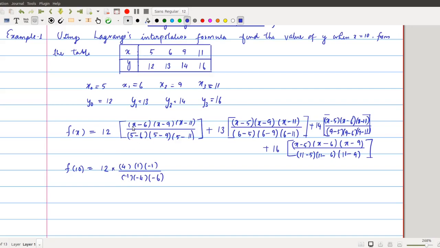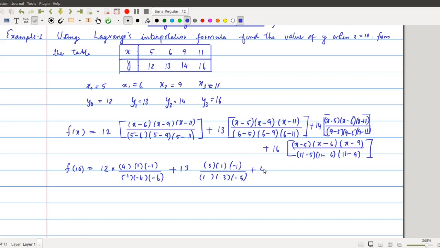So that will be 12 times 10 minus 6, that is 4, 10 minus 9, that is 1, 10 minus 11, that is minus 1. Similarly, 5 minus 6, that is minus 1, 5 minus 9, that is minus 4, 5 minus 11 is this one. Plus, the next term will be 13 times 5, 1, minus 1 divided by 1, minus 3, minus 5. This is from the second term of the previous expression. So putting x equal to 10 here, then 10 minus 5 is 5, 10 minus 9 is 1, 10 minus 11 is minus 1 again. This is 6 minus 5, 6 minus 9, 6 minus 11.